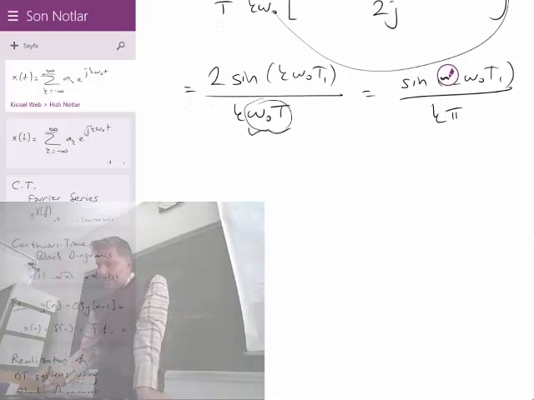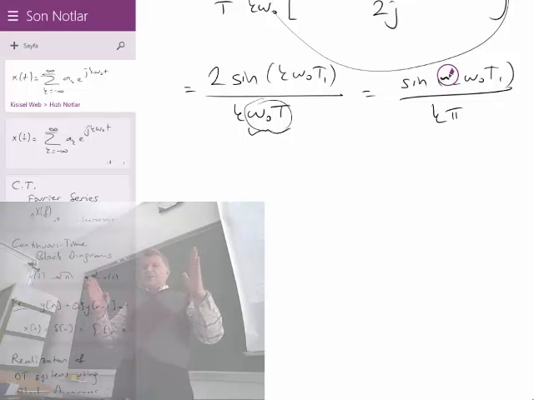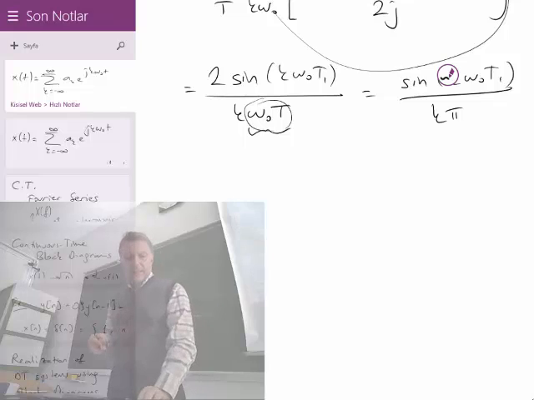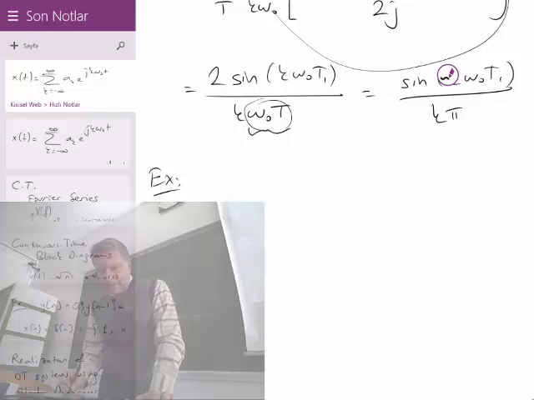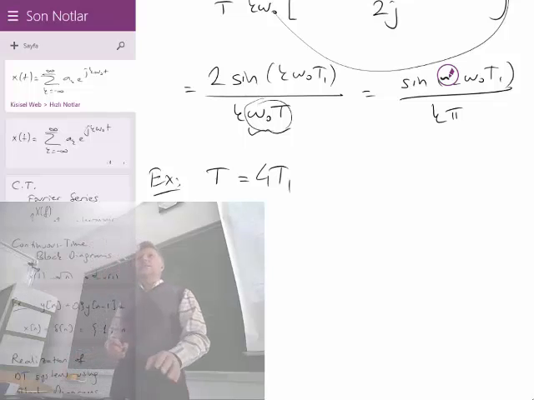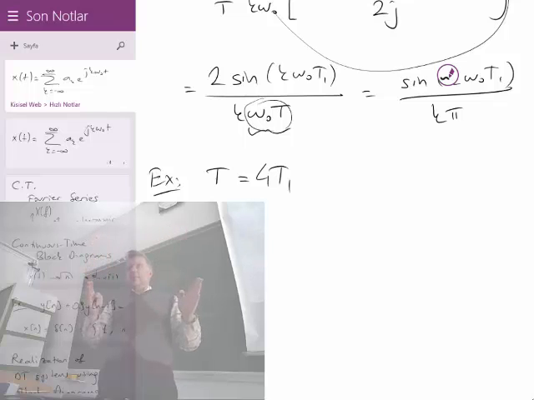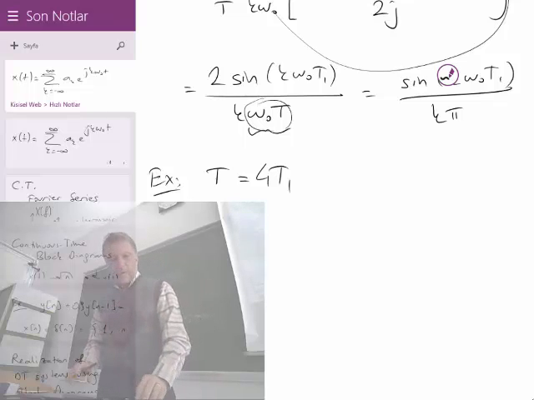Now, if this T1, which is a general duty cycle, the high duration of this pulse, is also related with the overall period, in some cases that is the case, and let's see an example for that. The period is 4 times T1, so that would make a half duty cycle. In half of the time it is 1, in half of the time it is 0, and then 1, and then again 0. This is a very common case for a digital pulse.